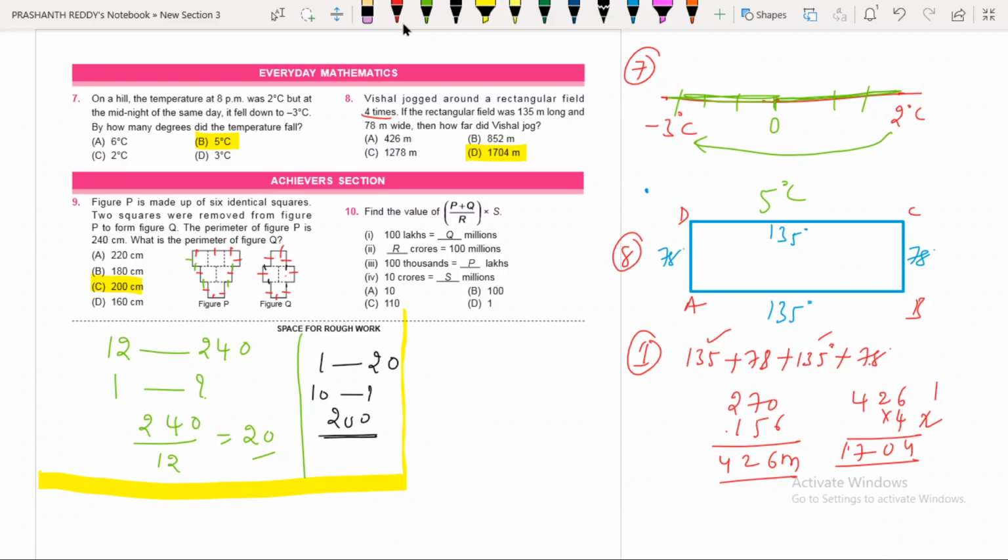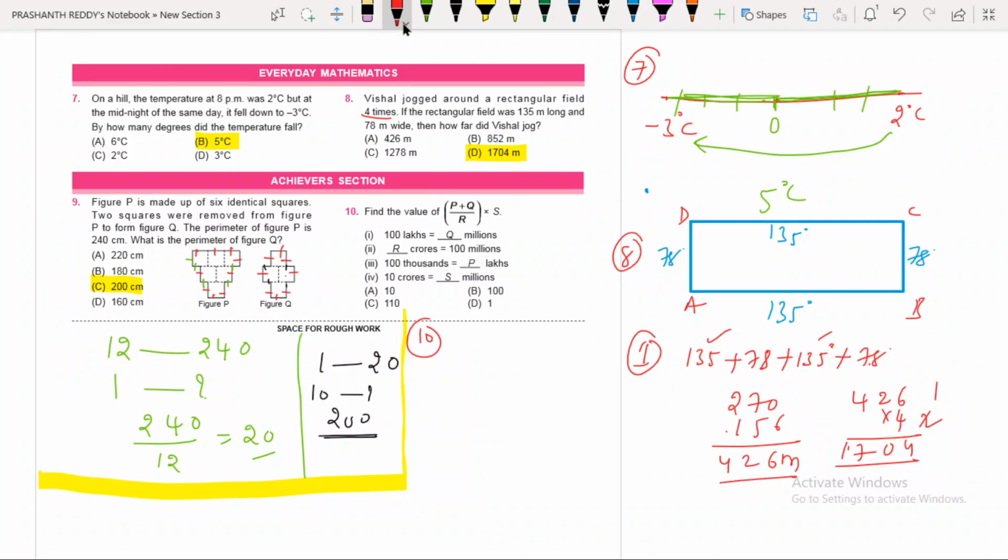Now observe this question. Now we are going to focus on one more important question, that is the 10th question. The 10th question model is important. He asked to find the value of this. What value is asked to find? P plus Q by R into S. He asked to find out the value of P plus Q by R into S. Means you have to find out the P value, Q value, R value, S value.